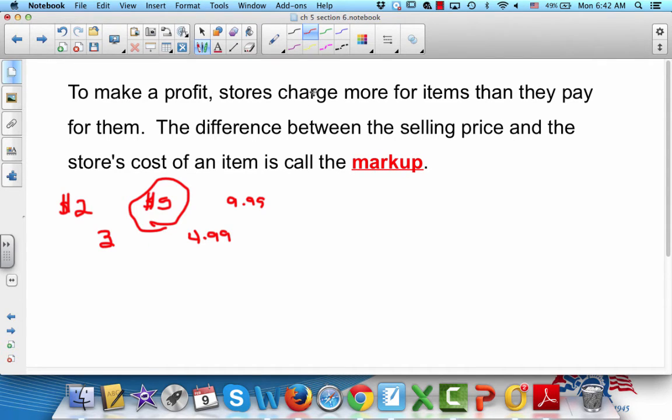So to make a profit, stores charge more for items than they pay for them. The difference between the selling price and the store's cost of an item is called the markup. So if the store buys something for $6 and they sell it for $9, the markup is $3, because you just go 9 minus 6 and you get 3.